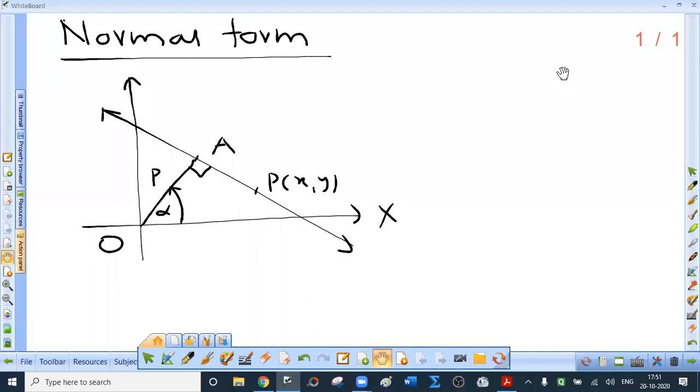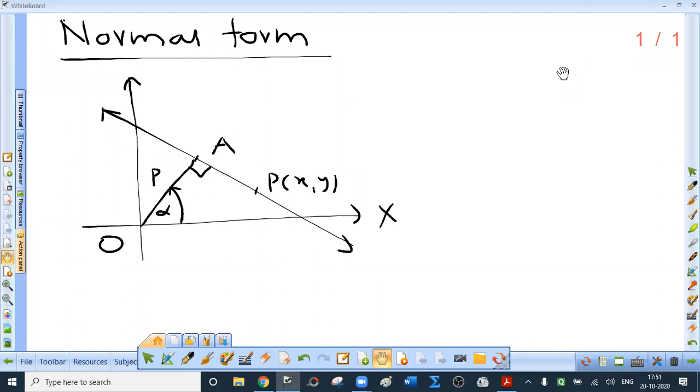Now the next form is normal form. Now what is normal? It is perpendicular drawn from the origin to the line. That is normal. See, we will require this form while obtaining length of perpendicular from origin on any line, and after that, length of perpendicular, not necessarily from origin, but from any point on any line. So this form is important.